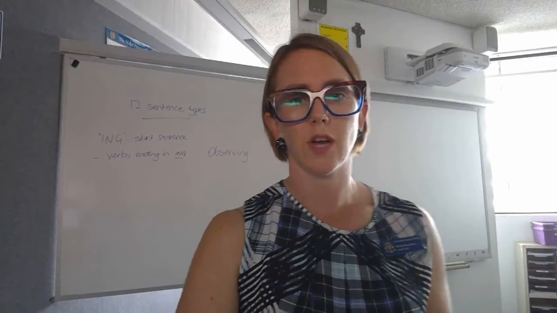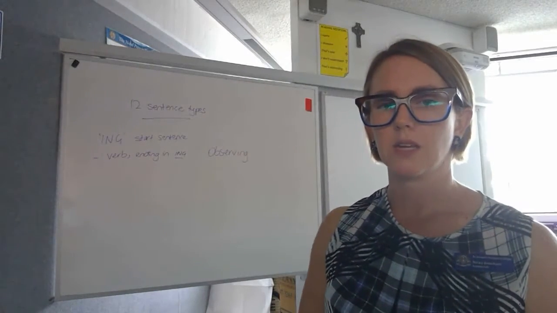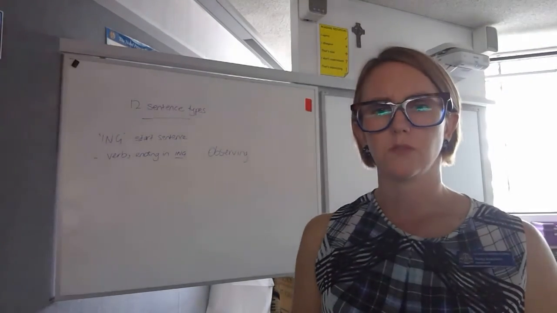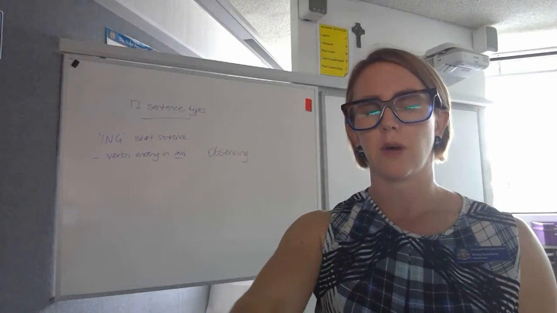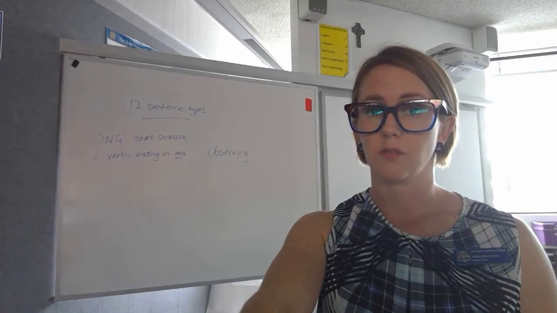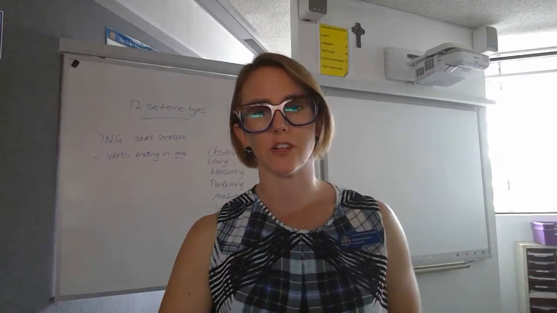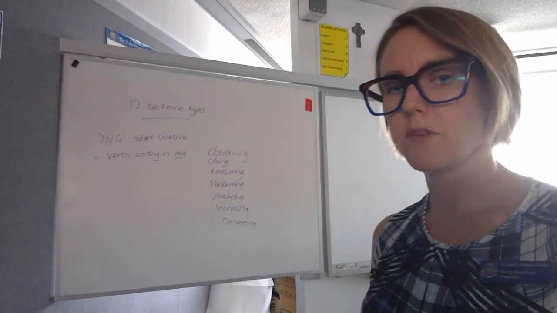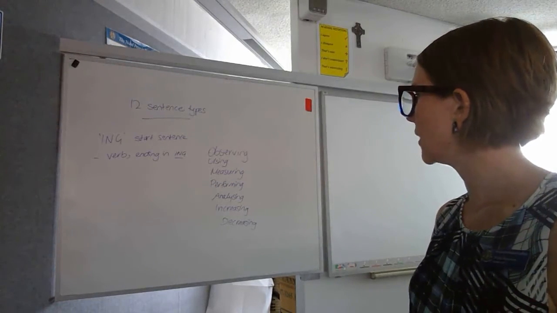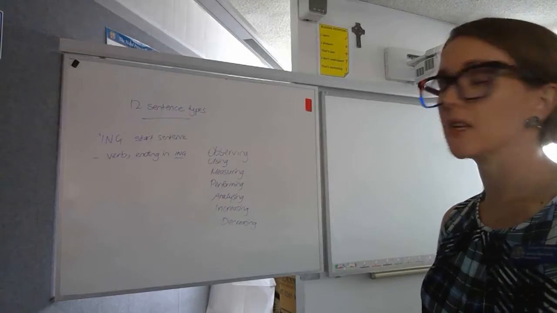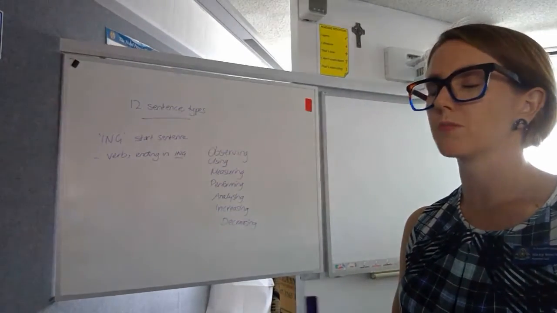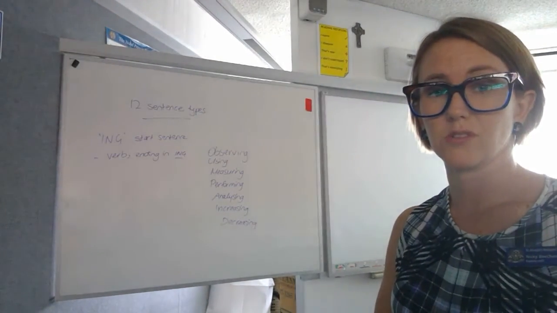So on the board I've got an example of a verb ending in ing, and that is observing. I'd like you to pause the video now and see if you can come up with a list as a class of other similar words that you might use in a scientific report. Okay, how did you go? Hopefully you've got a long list as a class. I've added to my list: using, measuring, performing, analysing, increasing and decreasing. And hopefully you're thinking about which parts of your scientific report you could start using those words.